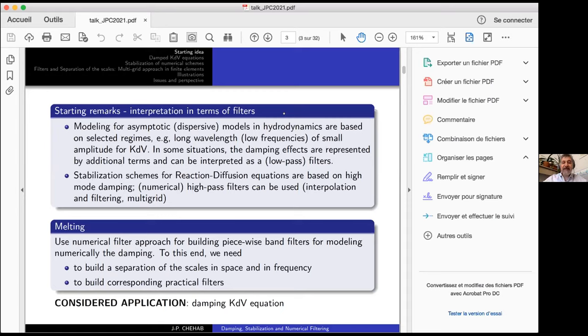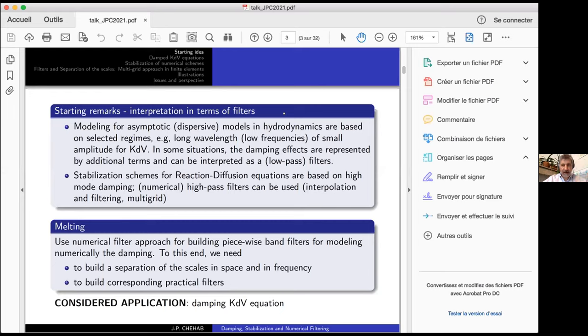At the other end, consider stabilization of schemes for reaction diffusion equations, typically semi-implicit schemes, where you take the linear part of the equation implicit and the nonlinear part explicit. The numerical scheme is traditionally subject to a limitation on the time step. You can increase this limit, and for that you need to damp the high frequency components of the equation. So you have to use a high pass filter. In fact, it's a low pass filter, but it's represented by a high pass filter on the left. I will explain the switch between the two.